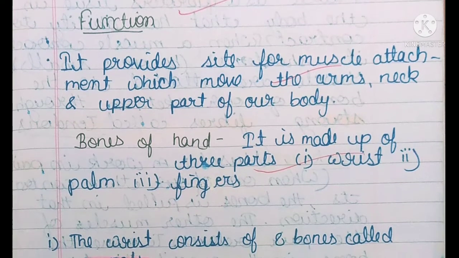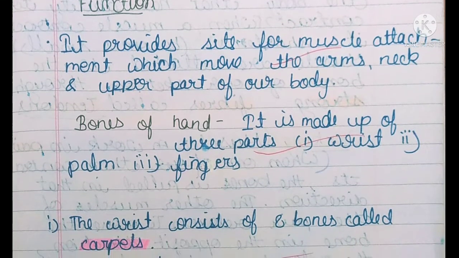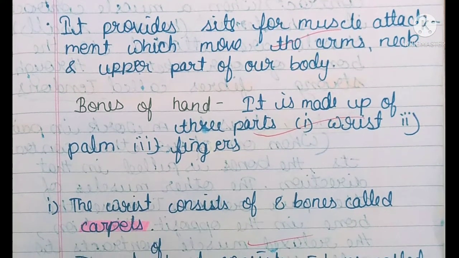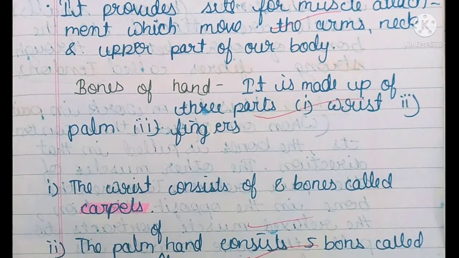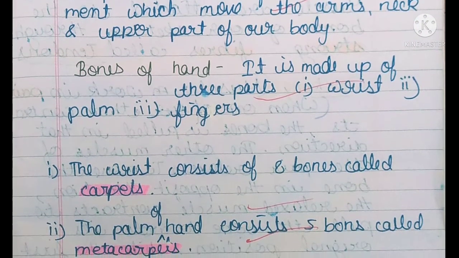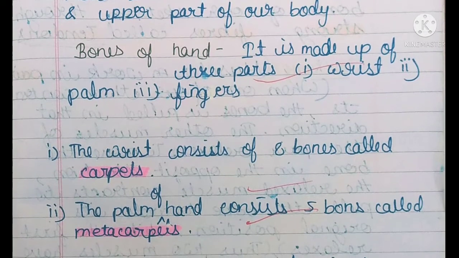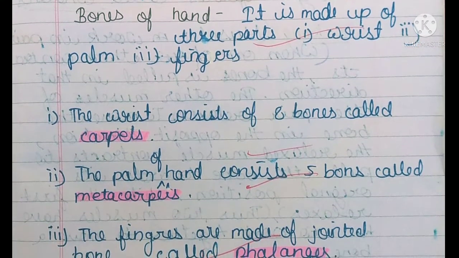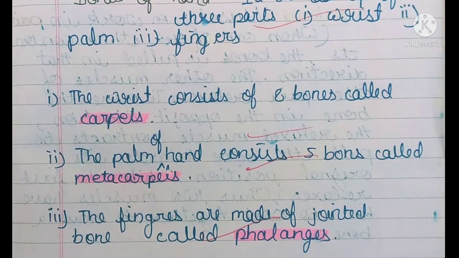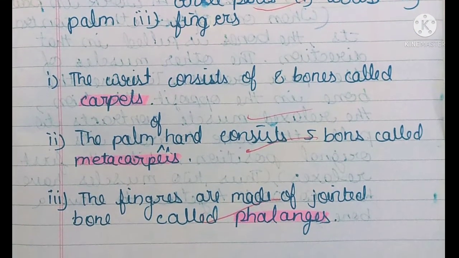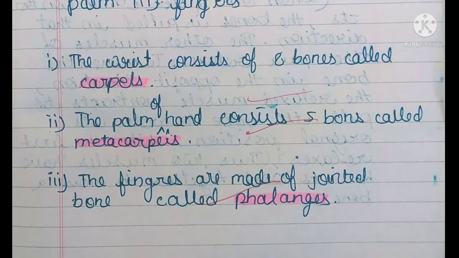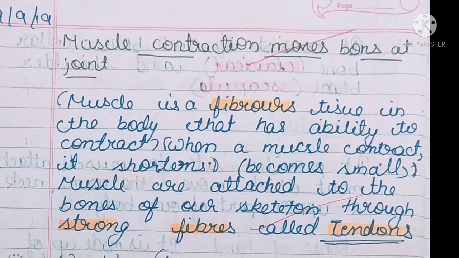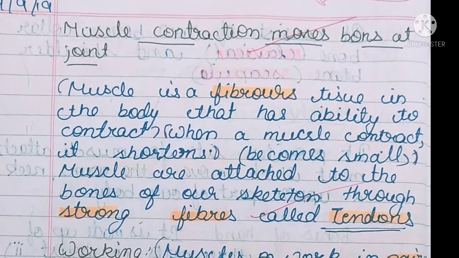Bones of hand. It is made up of three parts: wrist, palm and fingers. 1. The wrist consists of 8 bones called carpals. 2. The palm of the hand consists of 5 bones called metacarpals. 3. The fingers are made of jointed bones called phalanges.